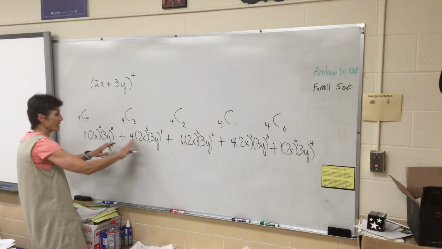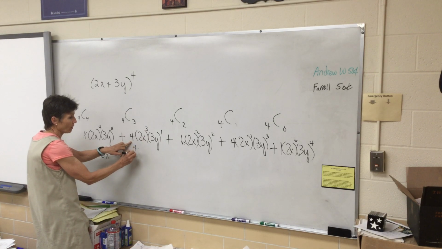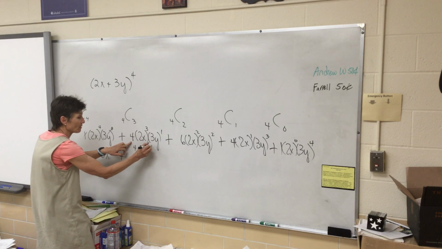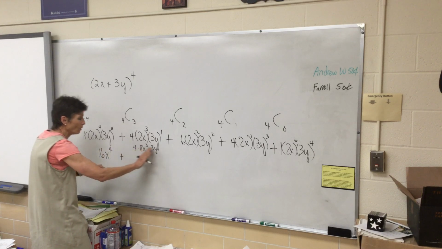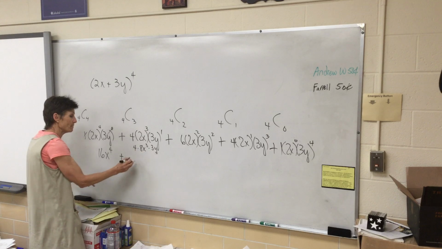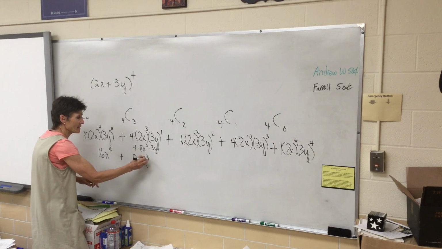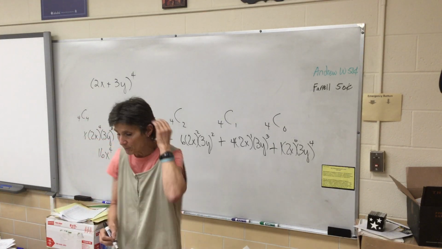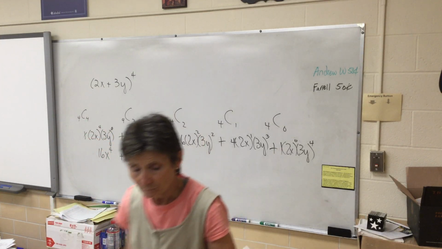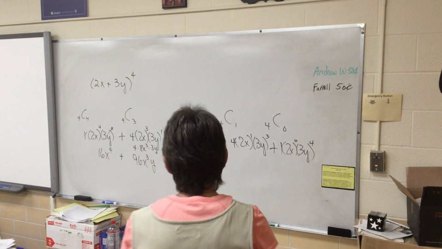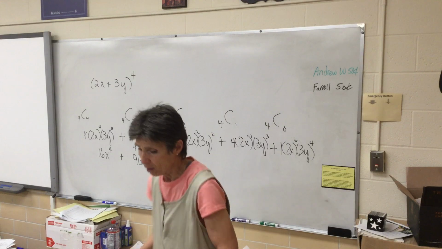Plus, same thing here. I've got a 4, an 8x cubed, and a 3y. Now that is all multiplied. So 4 times 8 times 3, 96 x cubed y. You have a calculator, use a calculator to help you simplify that. The big thing to remember is that each term is being multiplied.